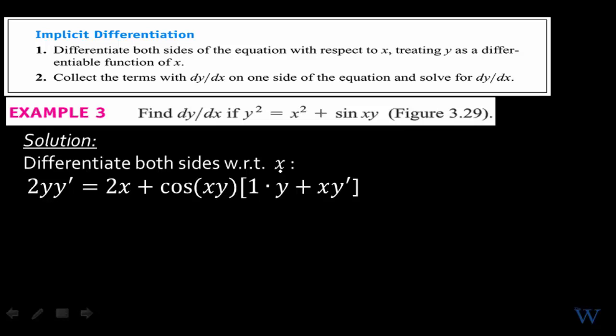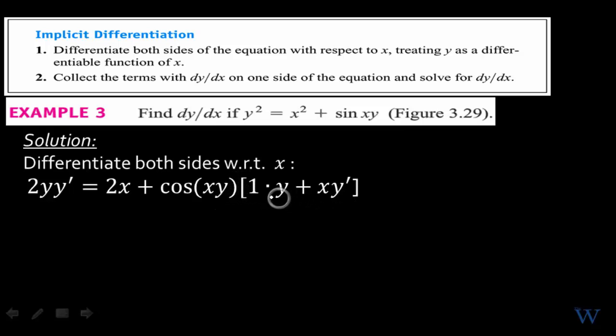So let's see. What is the derivative of y squared? 2y times y prime, chain rule, is equal to, what's the derivative of x squared with respect to x? 2x. Plus, now what do we employ here? Chain rule, because what's the big picture? What's the outside function? It's sine. So what's the derivative of sine? Cosine of xy. Multiplied by what?